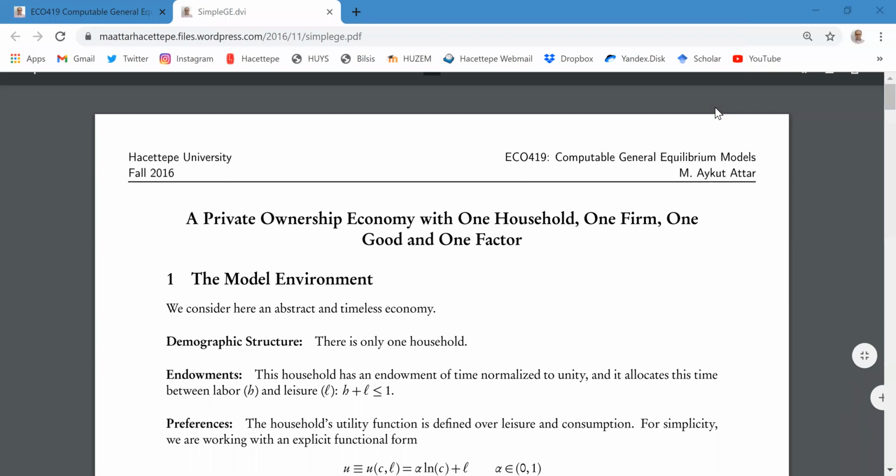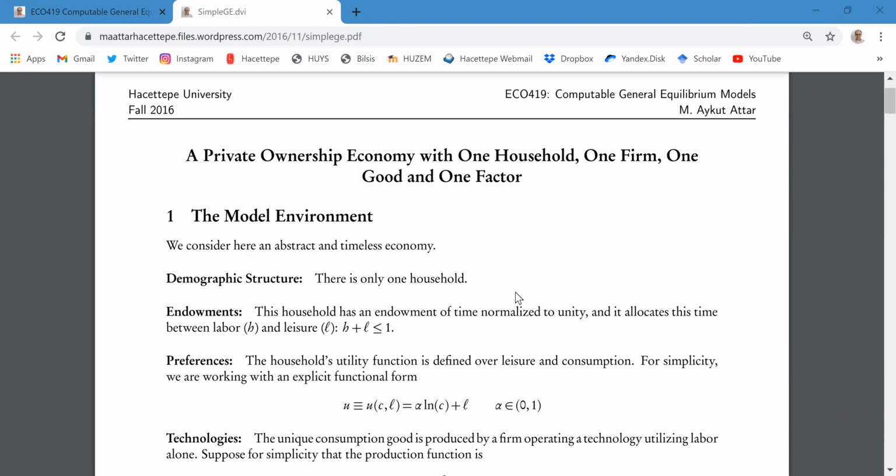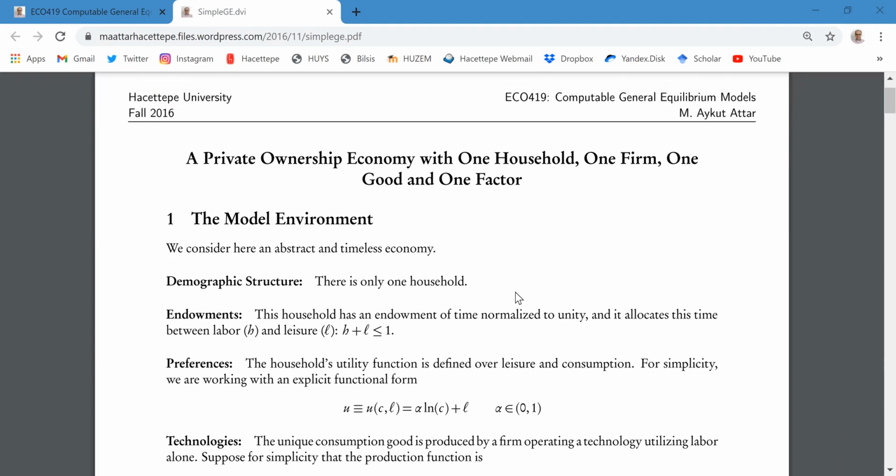This is the handout. I uploaded this handout for you. You must have seen it. So this is a very simple model with one household, one firm, one good and one factor. So the idea is to show you the simplest production economy that you can see. And the purpose here, of course, is to show you the concept of general equilibrium, all right, in another perspective.